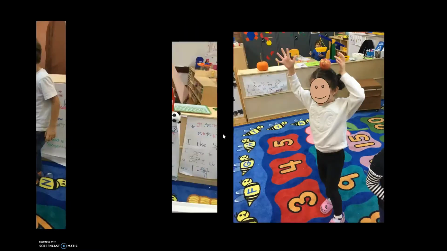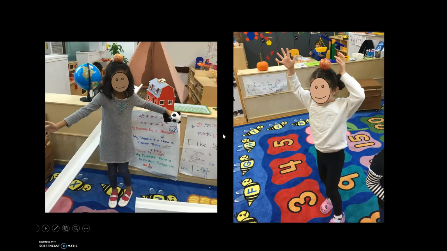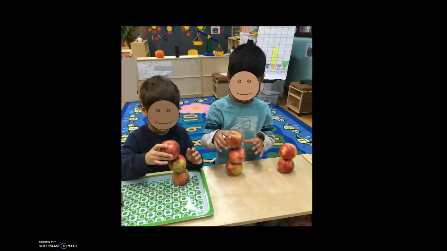We got a good use out of these apples. We also used them to try to balance them on our heads. This is great for a gross motor activity. And last, we tried to see how many apples you can stack on top of each other, which goes along great with Dr. Seuss's book. I believe it's called Apples on Top.